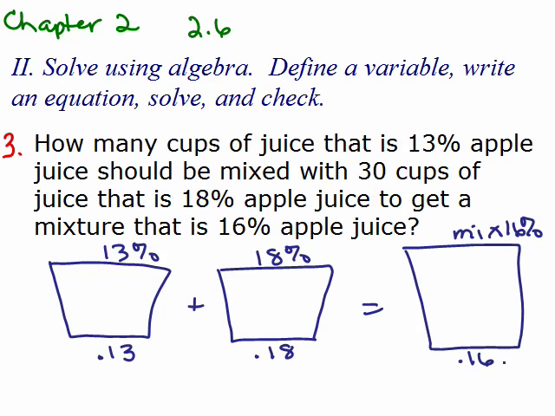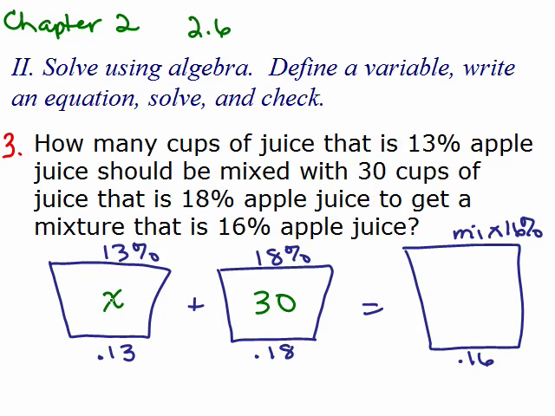Now, what we're concerned with at the beginning is how much actual juice, that means with the water, sugar, whatever else is in there, is in each of these containers. So it says how many cups of juice that is 13%. Well, we don't know that, but we're mixing it with 30 cups of juice that is 18%. So we do know there are 30 cups here. We don't know what's there, so let's let that be our variable.